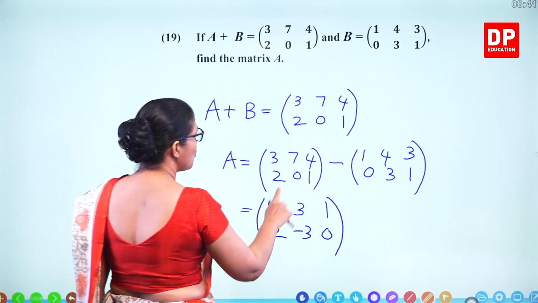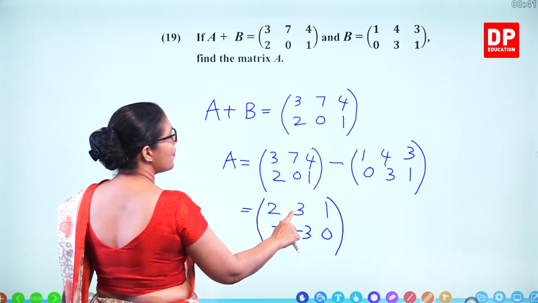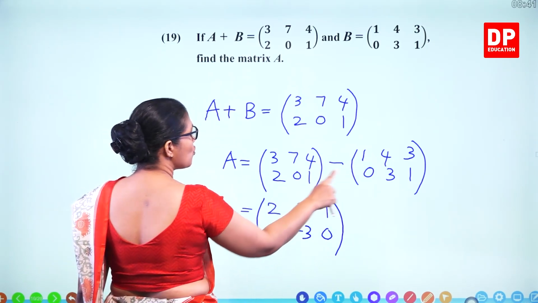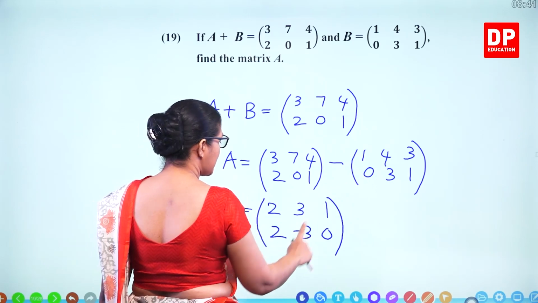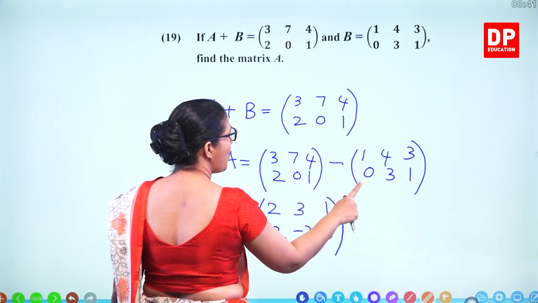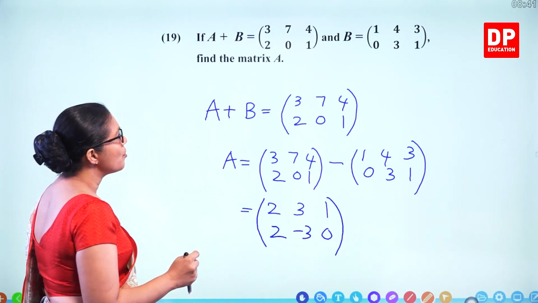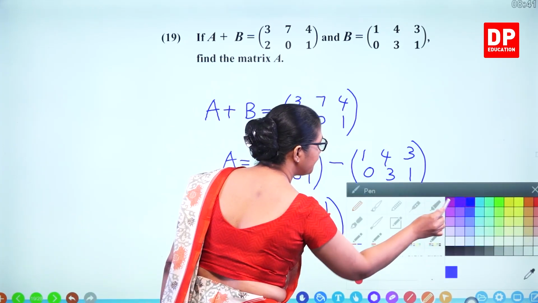3 minus 1, 2. 7 minus 4, 3. 4 minus 3, 1. 2 minus 0, 2. 0 minus 3, minus 3. 1 minus 1, 0. So you get 2 marks for that.